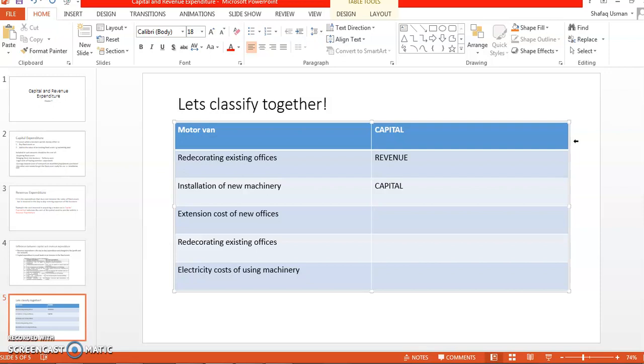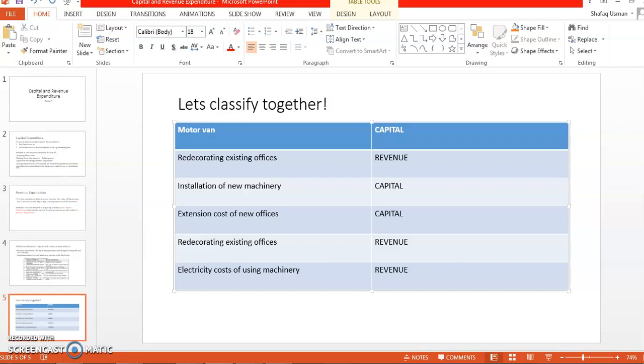Extension cost of new offices. Again, this is the cost of new offices. So you are increasing the value to your current offices. So capital expenditure. Redecorating existing offices. Now you are redecorating your existing offices. So it means there's nothing new being added up here. It's routine business. So it means revenue expenditure. Then electricity costs of using machinery, revenue expenditure. Why? Because this is routine business, cost of maintaining your existing machinery. This comes under your daily expenditure.